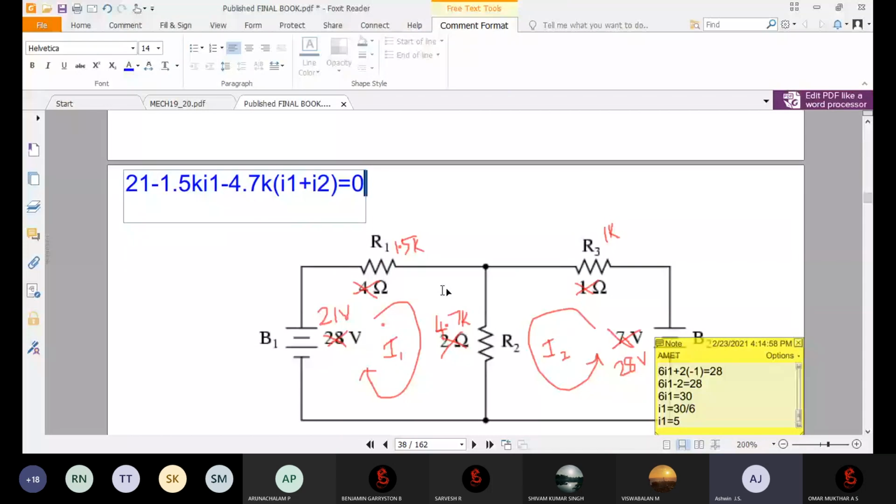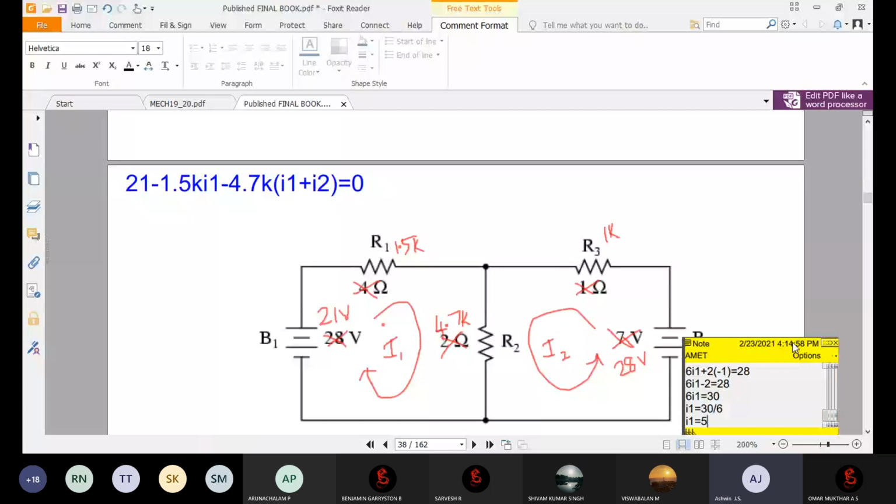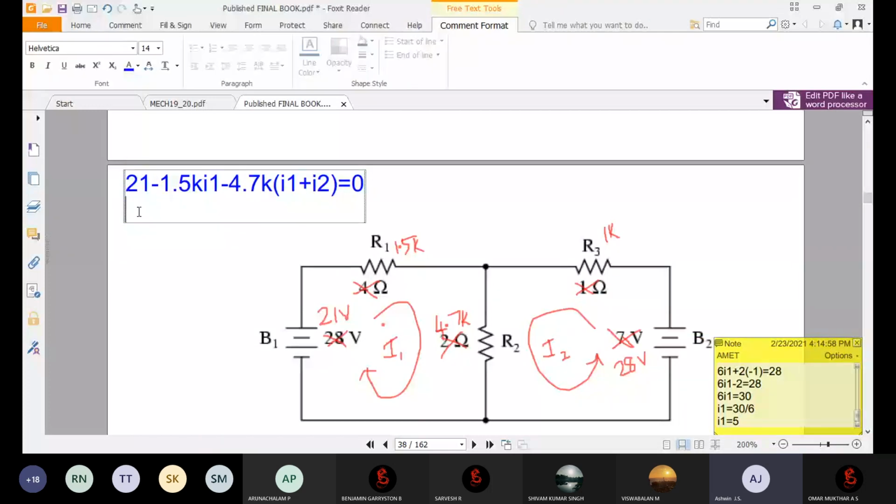Second equation. 28 minus 1k into I2 minus 4.7k bracket I1 plus I2, equal to 0.